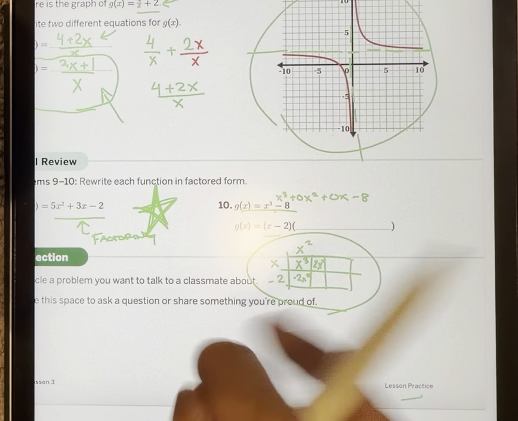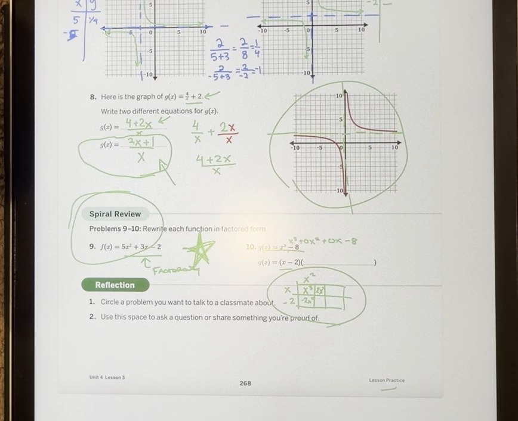Okay, you guys. Don't skip these. Do not skip these. They're important. They're going to freshen your skills up because you're going to need them. All right?